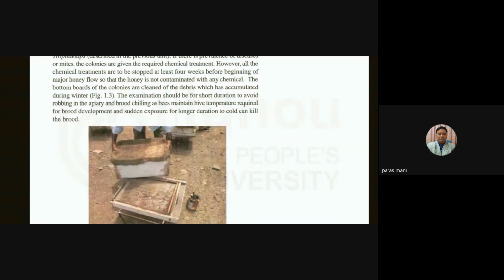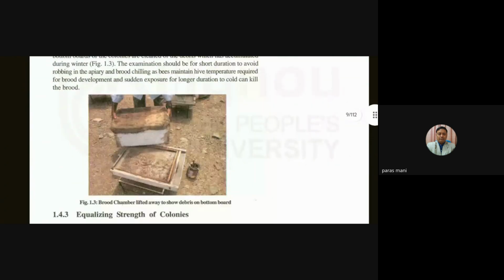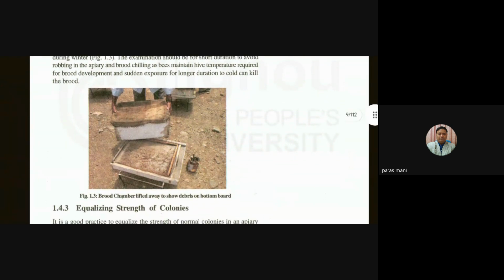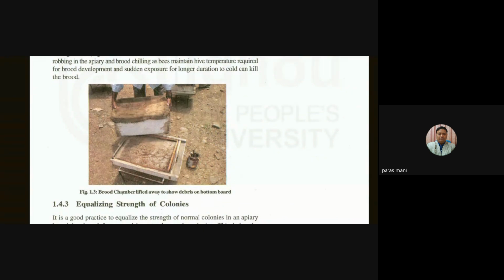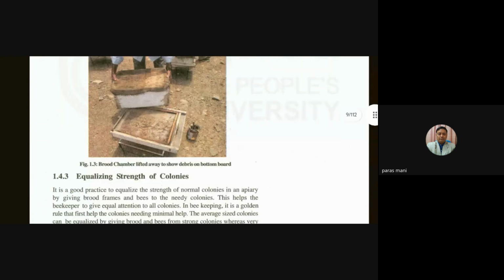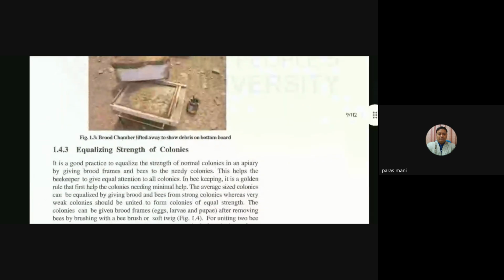And brood chilling should be kept to a minimum. Bees maintain a high temperature required for brood development, and sudden exposure for long duration to cold can kill the brood. In the early mornings and evenings in the spring season also there will be some cold temperature. To avoid exposure of the brood to extreme conditions like cold, or too much sun during the daytime, we have to do it very fast and complete the monitoring procedure within a few minutes.